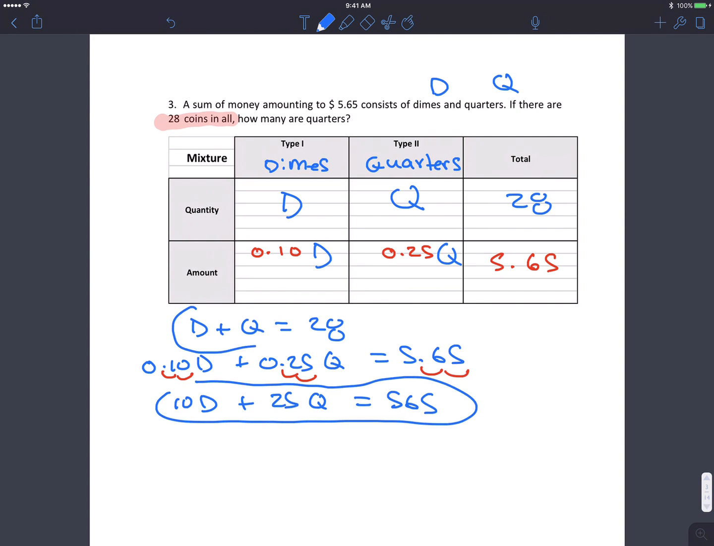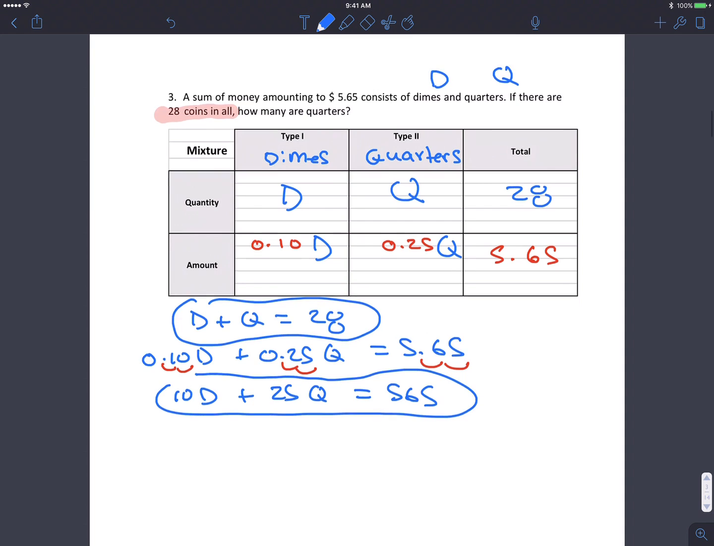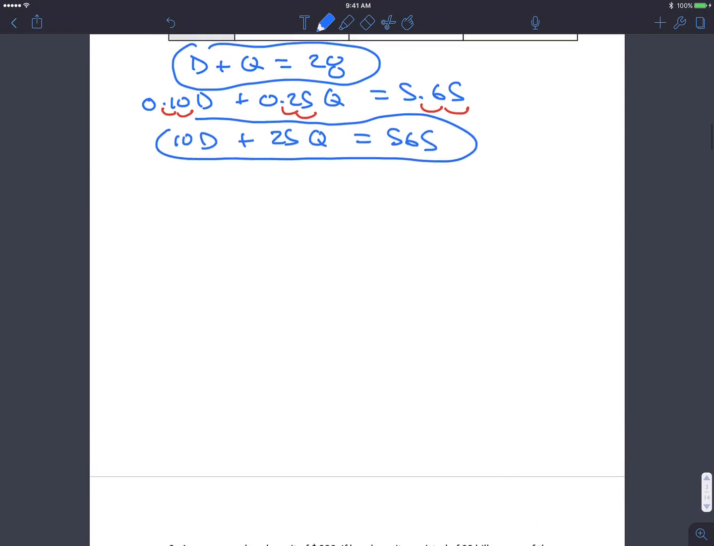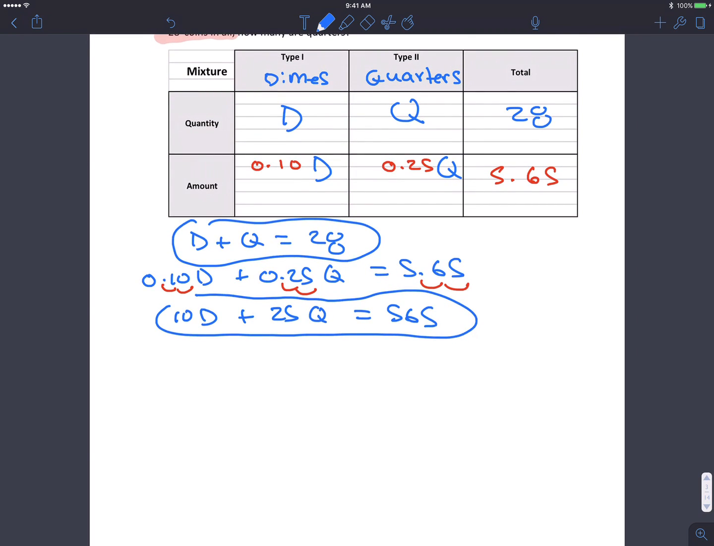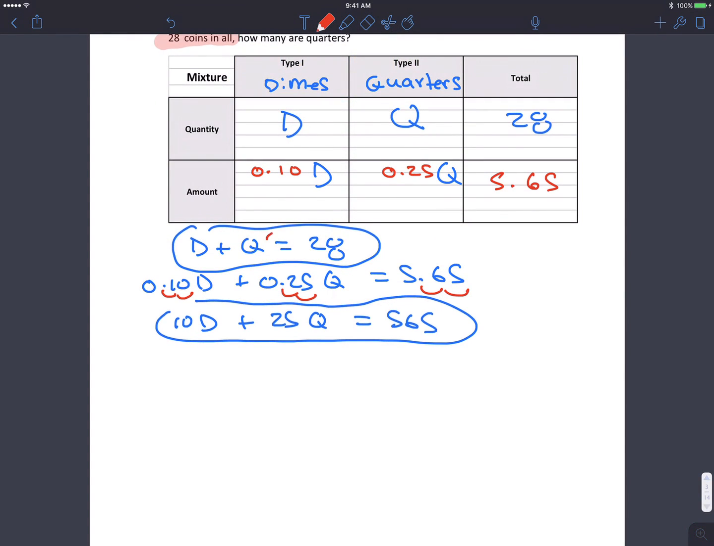My second equation, my first equation. We're going to have to solve this system here, and I'm going to use substitution, meaning move the Q to the other side, and you'll have D equals 28 minus Q. Remember, when you translate the term, you change the sign. So if Q is on the left and it's positive, it's now going to be on the right and negative. We can now substitute this D, which is 28 minus Q, into the second equation.